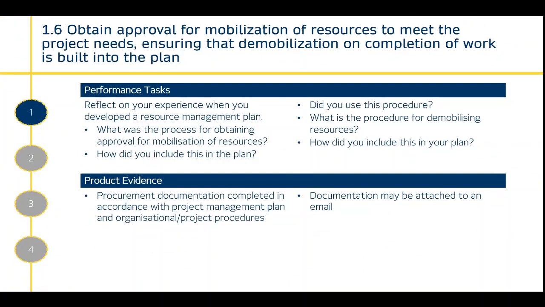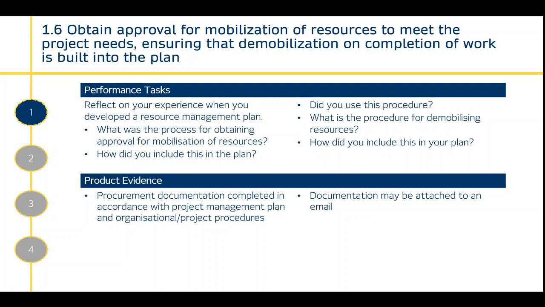1.6. Obtain approval for the mobilisation of resources to meet the project needs, ensuring that demobilisation on completion of work is built into the plan. So this is you now looking to mobilise and to acquire the resources. So there's a bit of an overlap between this criteria and outcome 2. You could also take it though in the planning stage where you're designing the approval process. What has to be done for resources to be acquired?